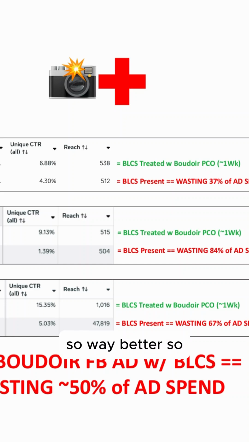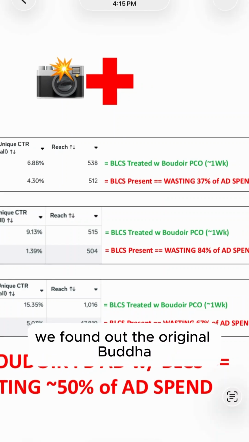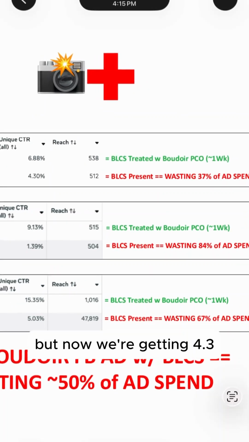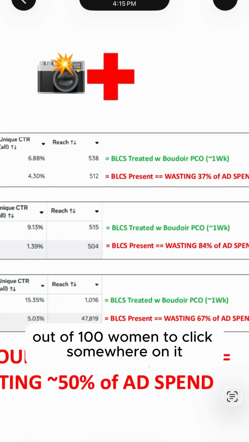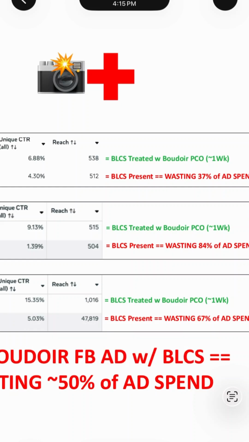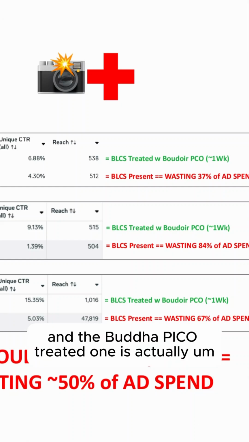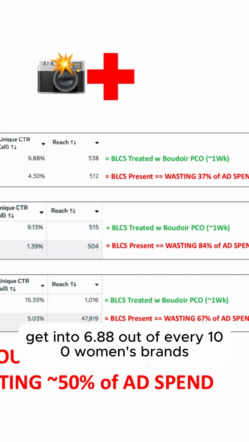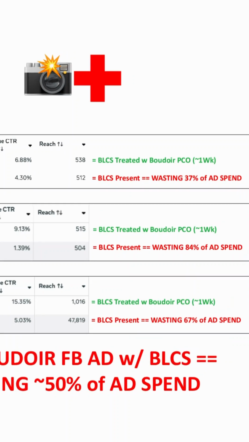So way better. So we found out the original Boudoir Facebook ad is wasting 37% of ad spend by only getting 4.3 out of 100 women to click somewhere on it and get our ad into their brain. And the Boudoir Pico treated one is actually getting to 6.88 out of every 100 women's brains.